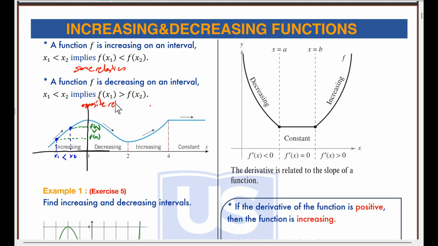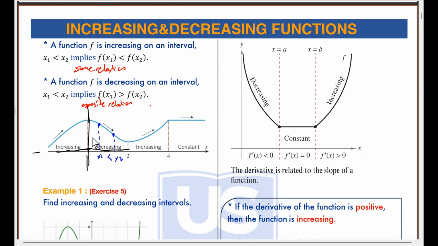Opposite relation. What do I mean by that? If x1 is less than x2, then f of x1 is more than f of x2. Let me show you what I mean on the graph. Let me erase the previous one. Okay, let's suppose this is a coordinate plane and this is a decreasing function. On this function, let's use two points. Let's say this is x1, this is x2. x1 is less than x2, right? This is the left side of x2, so this is less than x2.